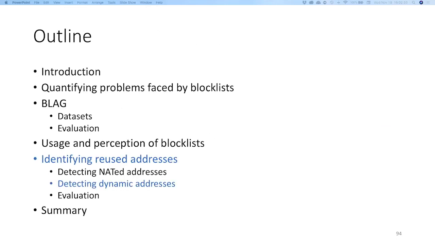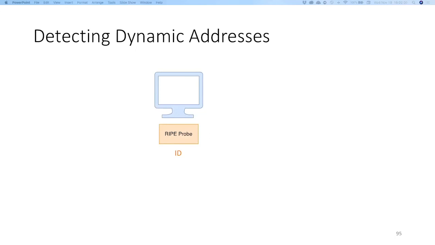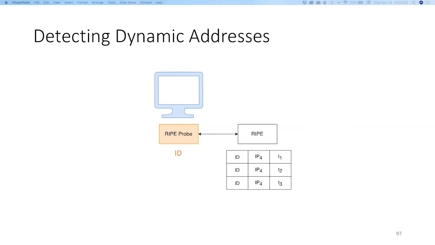So let's go to the second technique of identifying dynamic addresses. For this, we use the RIPE Atlas measurement framework, which basically consists of volunteers who have a RIPE Atlas probe installed in their network. And typically, these probes conduct small measurement tasks for researchers around the world. Now, each RIPE Atlas probe is allocated a unique ID, and the probe constantly communicates with the central infrastructure to update the IP address which has been allocated to it. So we see that in this example, the RIPE Atlas probe ID has been allocated an IP address of IP4 over time T1, T2, and T3.